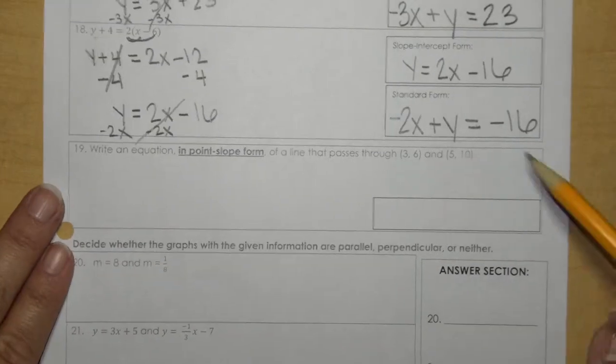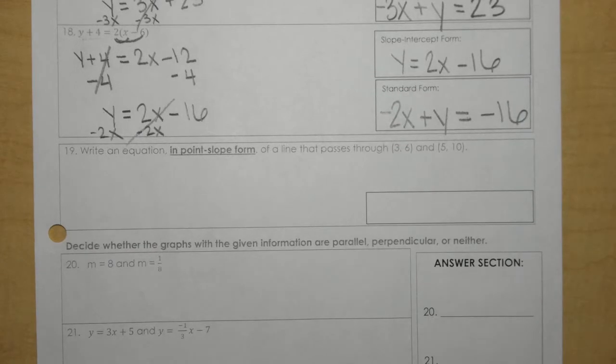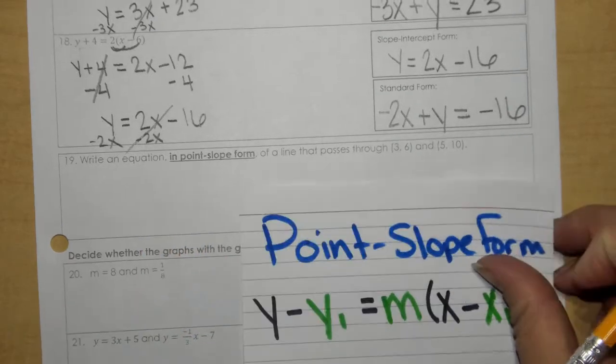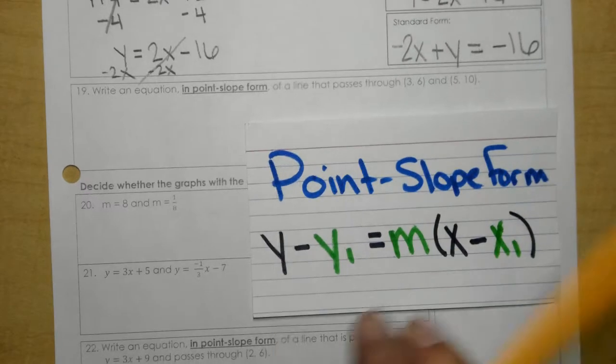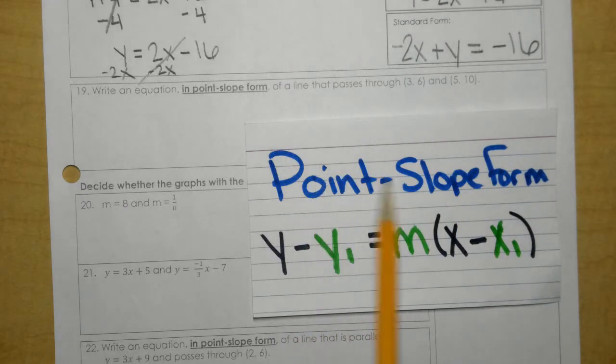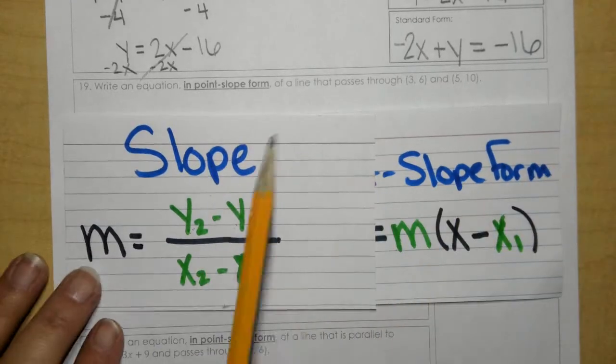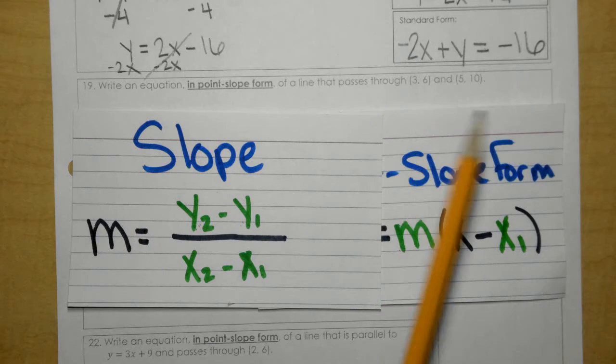Okay, now for this one, you could go back and use the front of the packet again, of the homework, or of the notes, of the test, or the review, and find your formulas that you need. So this is write an equation in point-slope form. So we definitely need point-slope form. That passes through these 2 points. The problem is that you're given points. You're not given a slope. So you have to use this formula first to find your slope of these 2 points.